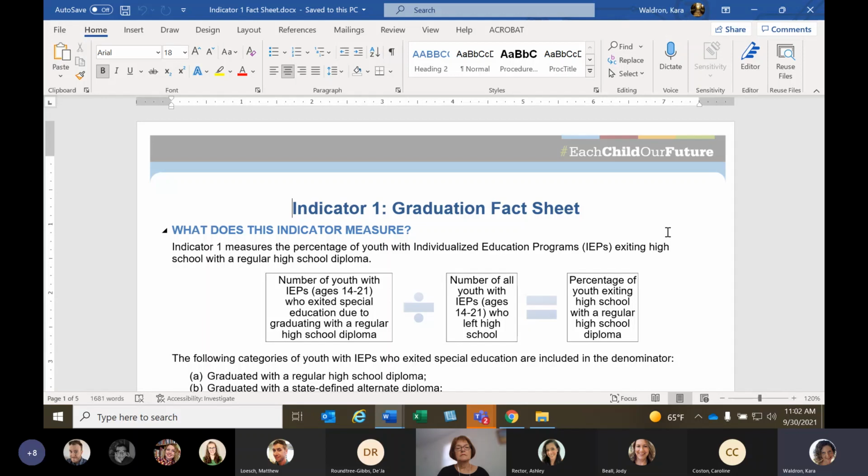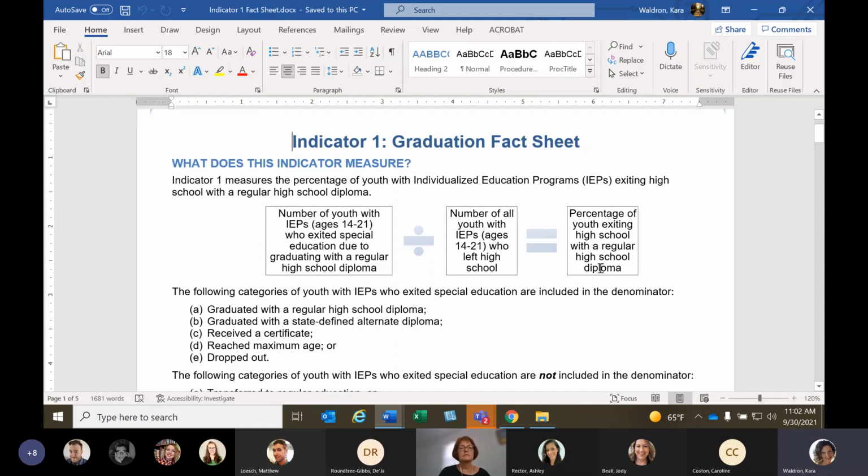There will always be a subset of students with disabilities for whom it is appropriate to graduate by modified requirements. But we have too many of them doing so in Ohio, particularly compared to the rest of the nation. And that definitely impacts our indicator 1 graduation rates.